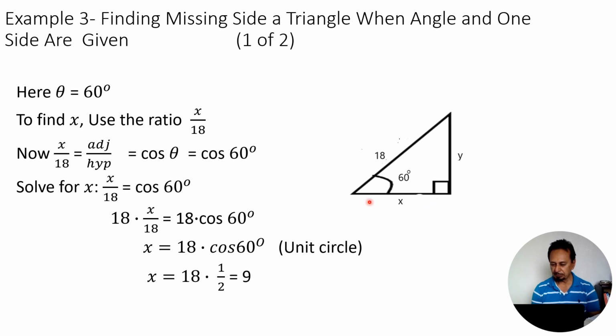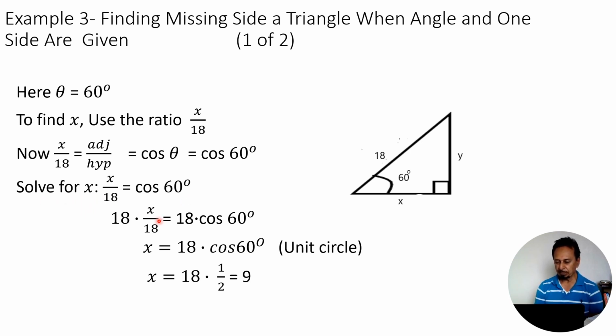To find x, we can use the ratio of x to 18. Now x over 18: x is the adjacent side, and 18 is the hypotenuse of the right triangle, and we know that adjacent over hypotenuse is cosine theta. So theta is 60, so it becomes cosine 60. Now we have an equation, x over 18 equals cosine 60 degrees. So we solve for x.